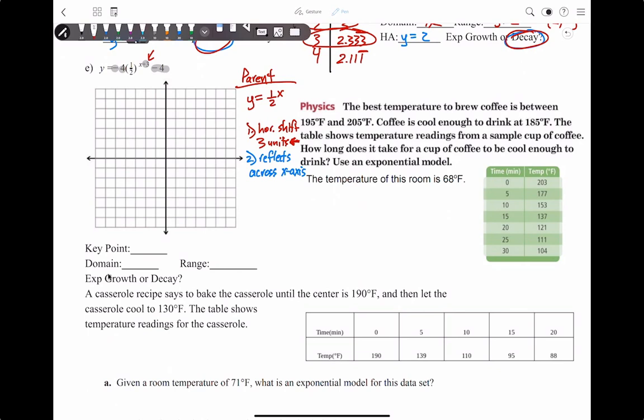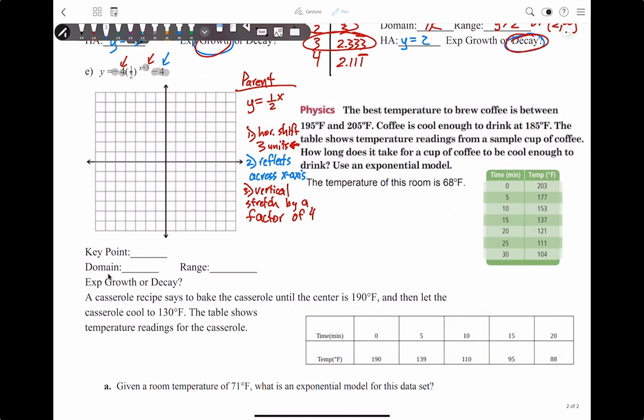All right, so now let's look at this 4 right here. So it's going to be a vertical stretch. Vertical, that's how you spell vertical. Vertical stretch by a factor of 4. And then last but not least, this other 4 is going to be a vertical shift 4 units downward, because you follow the rule whenever it's with y.